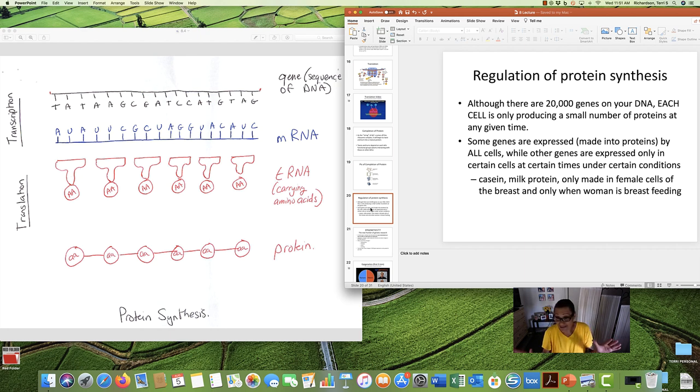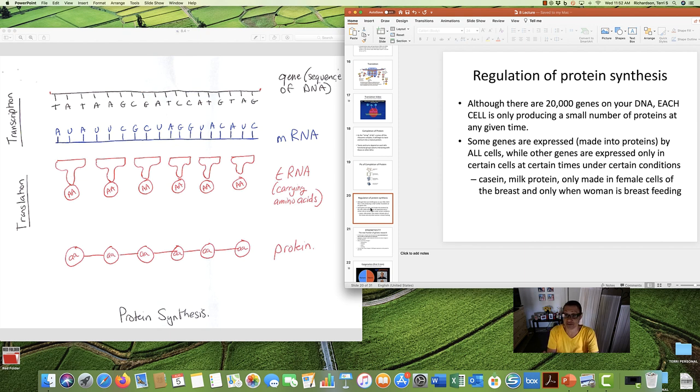After that, the cells will go, oh, we don't need to make that anymore. Let's not waste our energy making stuff that we don't need. So, must remember, not all cells are making all their proteins. It's never going to happen. Too much energy. So, depending on the job of the cell, a small number of proteins are being made at a certain time as that cell needs to for its job.